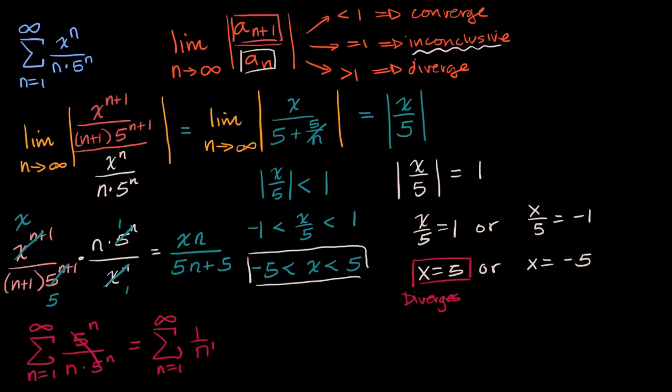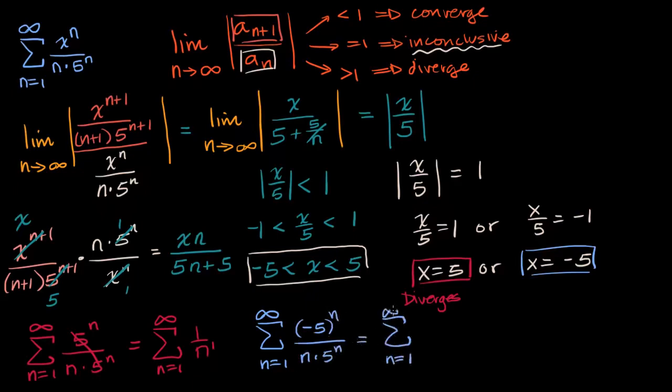Now let's think about x equals -5. When x is equal to -5, then this thing is going to be equal to the sum from n equals 1 to infinity of -5 to the n over n times 5 to the n. This is the same thing as the sum from n equals 1 to infinity of, we could write this as, -1 to the n times 5 to the n over n times 5 to the n. And now this is an alternating harmonic series. You might already know that it converges, or you could use the alternating series test.